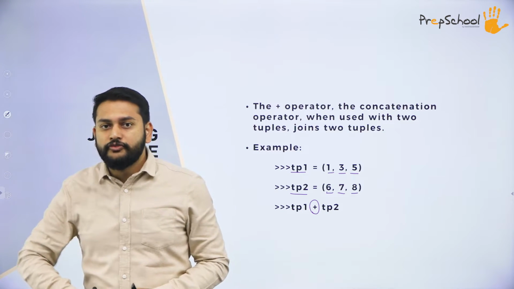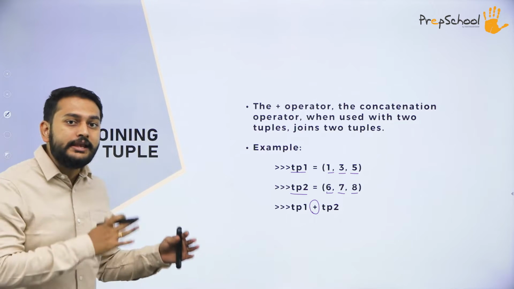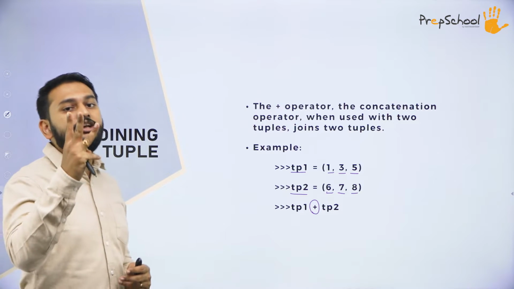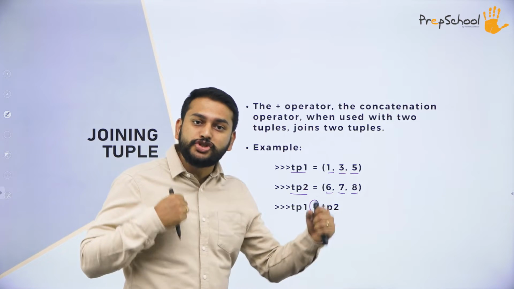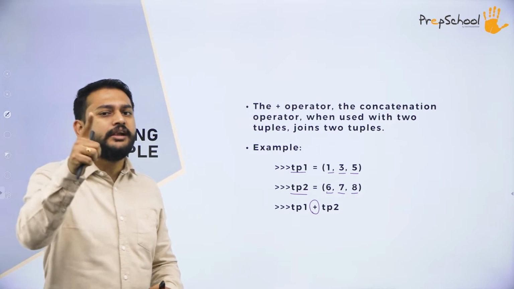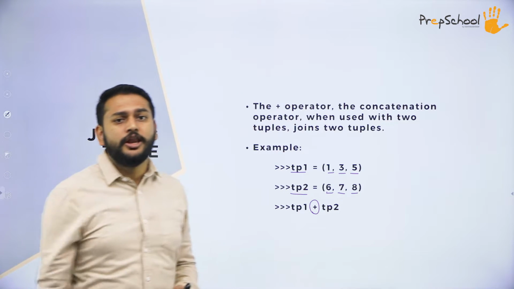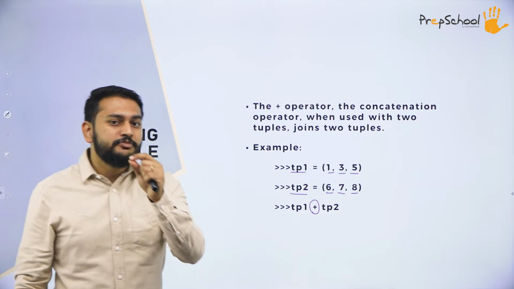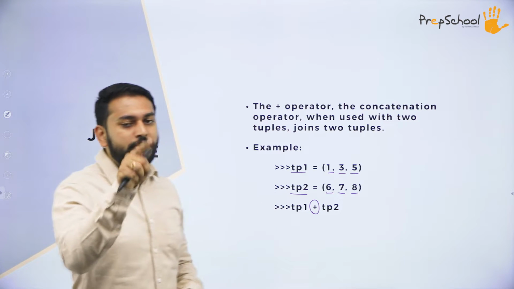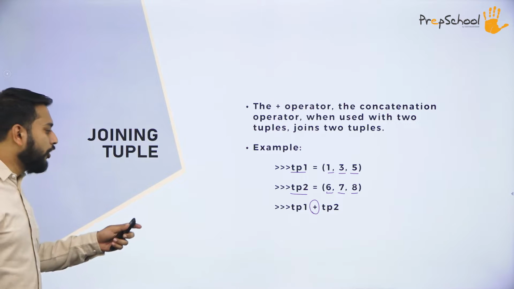My question to all of you is, can I perform the concatenation operation for 3 tuples? Can I join 3 tuples at a time? That is what you need to tell me. So answer me in the comment box, my dear students. I will be checking all your answers. So moving on to the next one.